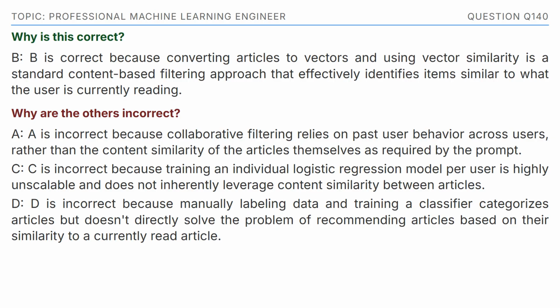C is incorrect because training an individual logistic regression model per user is highly unscalable and does not inherently leverage content similarity between articles. D is incorrect because manually labeling data and training a classifier categorizes articles but doesn't directly solve the problem of recommending articles based on their similarity to a currently read article.